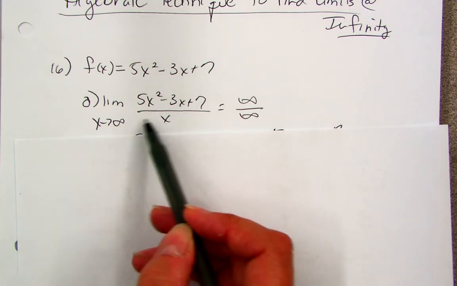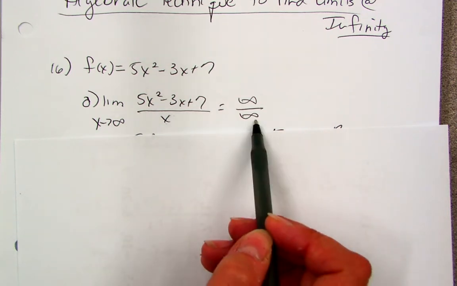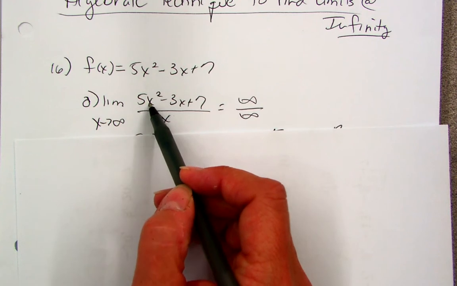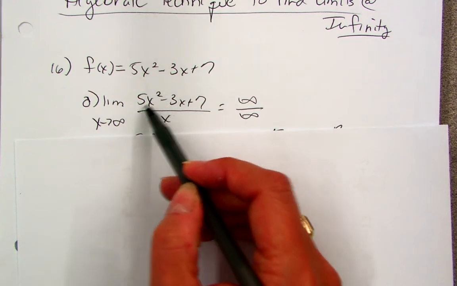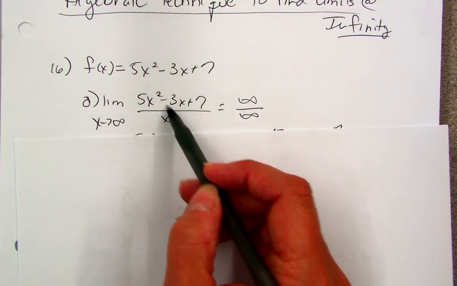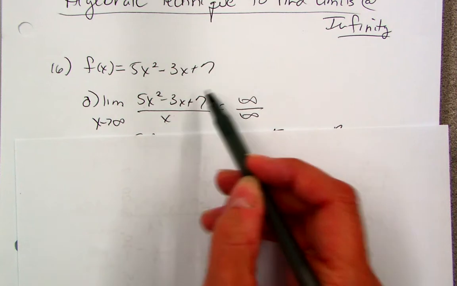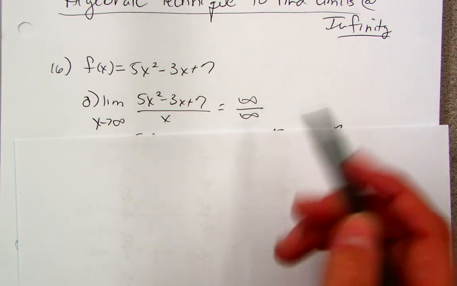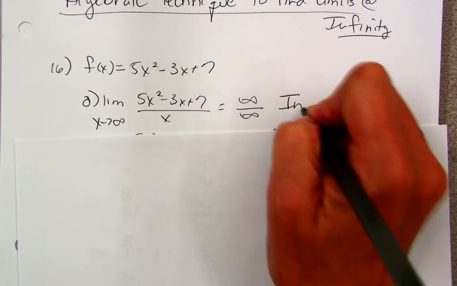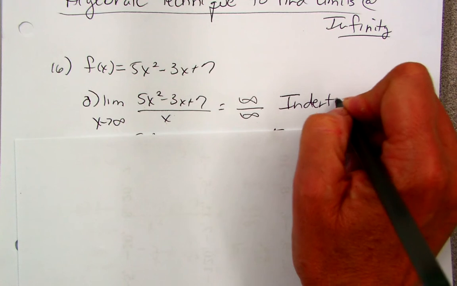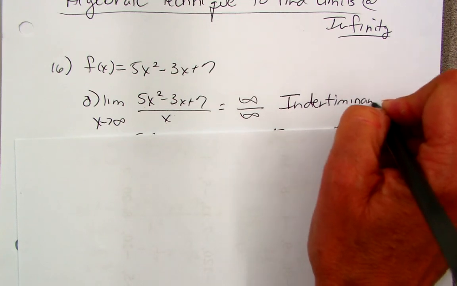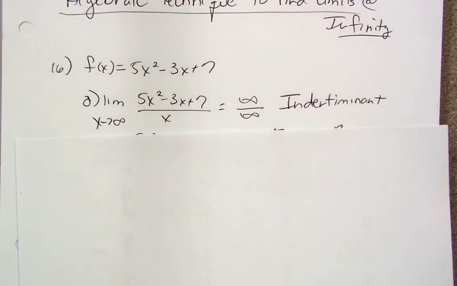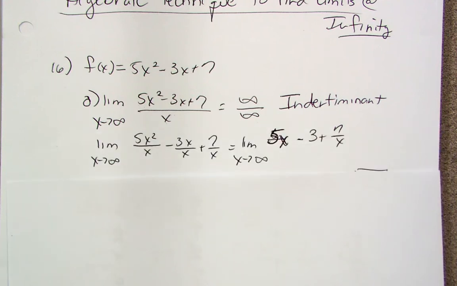So now if I put infinity in here, that's infinity, then 5 times infinity squared, that's just infinity, minus 3 times infinity, that's infinity, plus 7. In other words, infinity over infinity. That is also called an indeterminate. Well, I can't find that limit. So here is the algebra technique that I have to use.